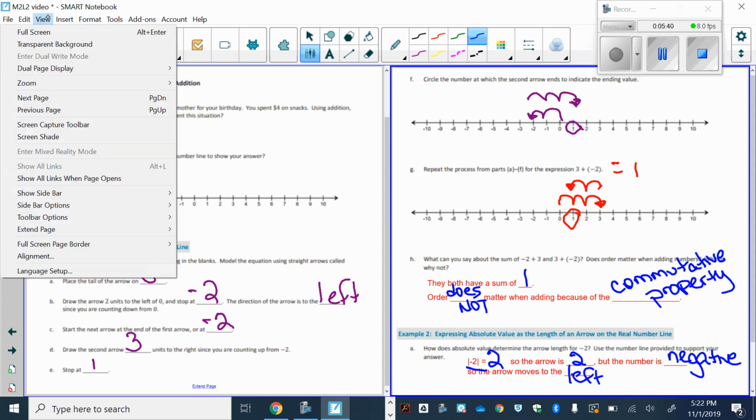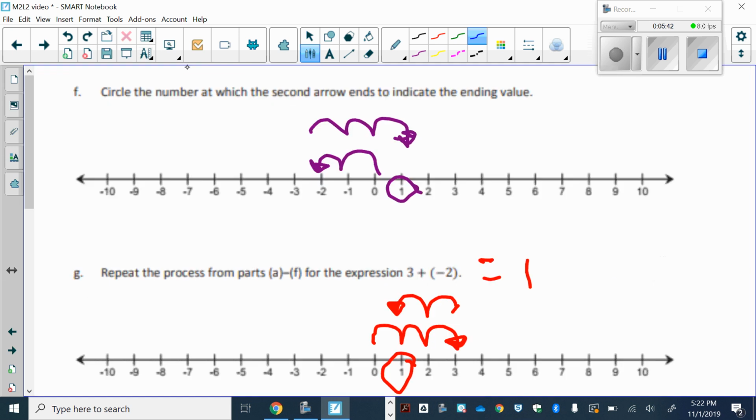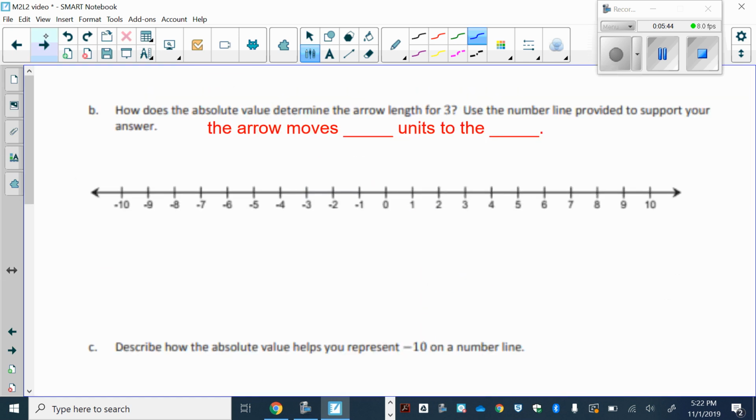I'm going to get rid of this split screen. So remember the problems both had a -2, adding a +3 in it. How does the absolute value determine the arrow length for 3? The arrow moves 3 units to the right because it's positive.